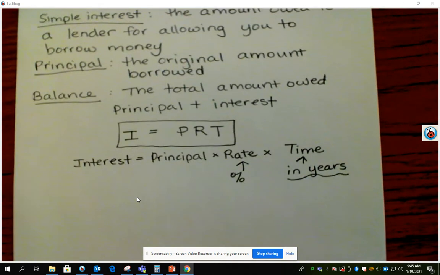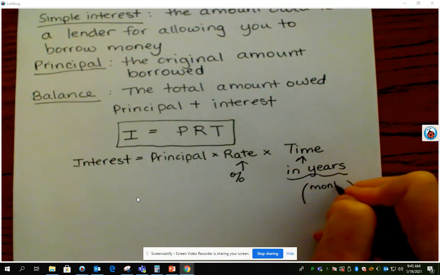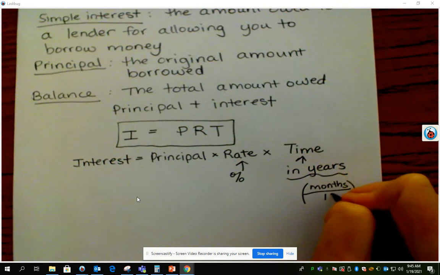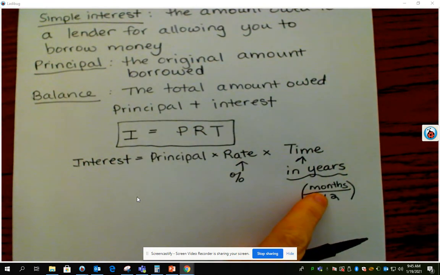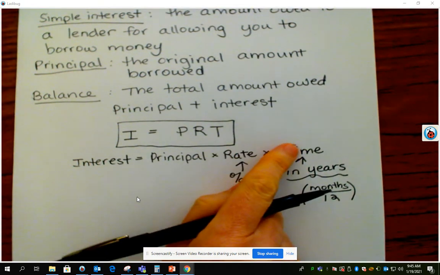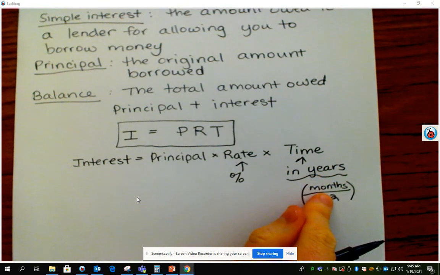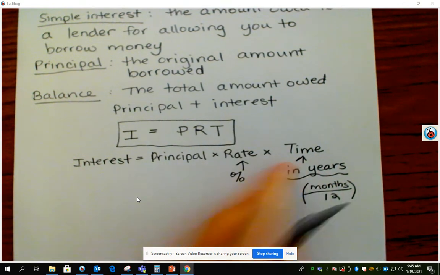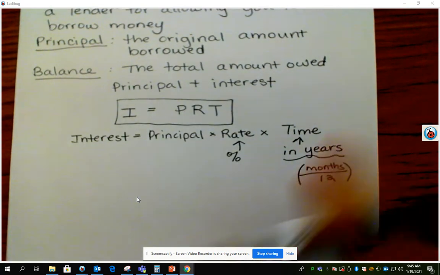Okay, so if you are given months, make it a fraction of a year. So you would put however many months over 12, because there are 12 months in a year. So if it was 12 months, 12 over 12 would be 1 year. Okay, so if it's given in years, just put the number right in. If it's given in months, you need to put in the months over 12, so it's a fraction of a year. Okay, so let's look at some examples of how we use this.